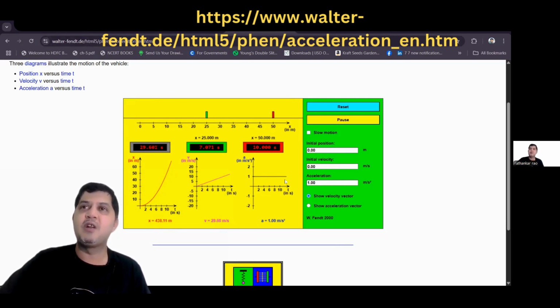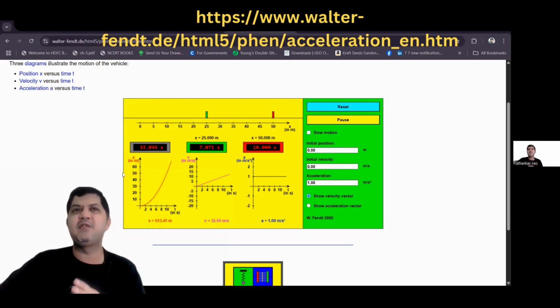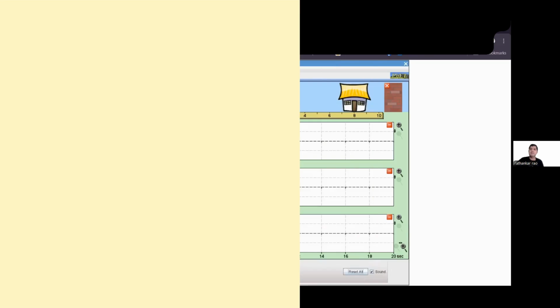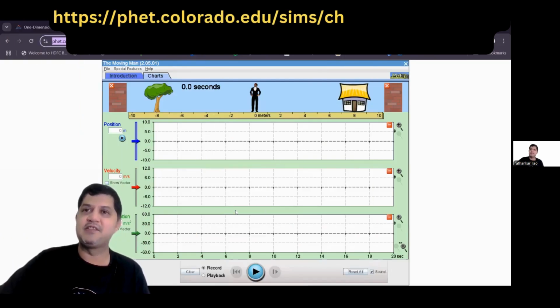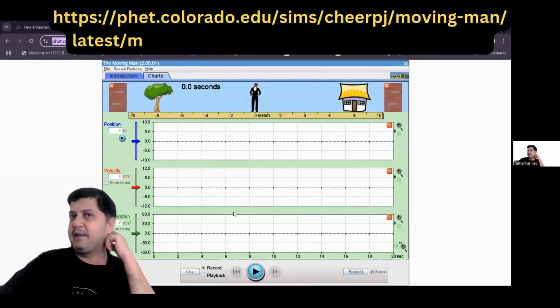Okay. Now let me move on to the next one. These are not very complex ones. The same things you can achieve in the previous graphs also. The next one, PhET. This is really good. Okay, I like this one. So I have tried this in my classes also.